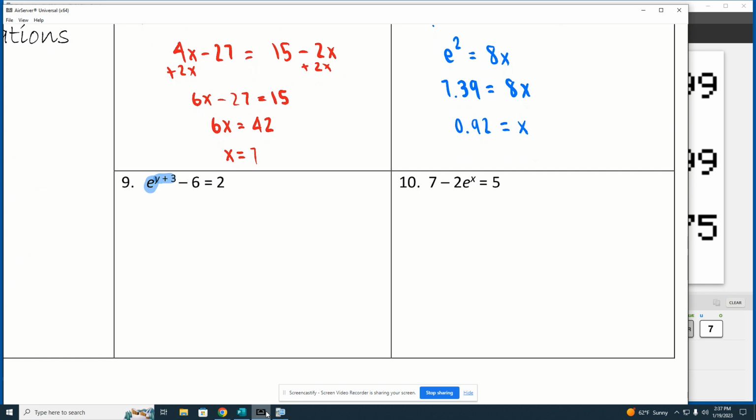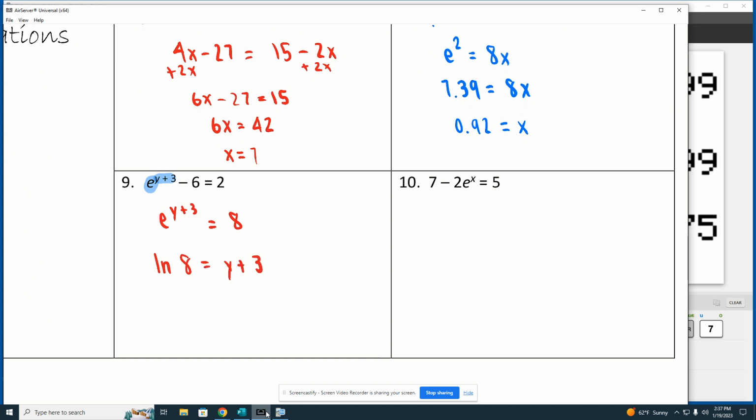We've got to get that alone. So I'm first going to add 6. That's 8. And now that is alone. So we're ready to rewrite this as a logarithm. Now again, look, I can't make 8 have a base of e, obviously. So I'm going to rewrite these all the time as a logarithm. So since my base is e, I'm going to use natural log, understood base e, of 8 equals y plus 3.